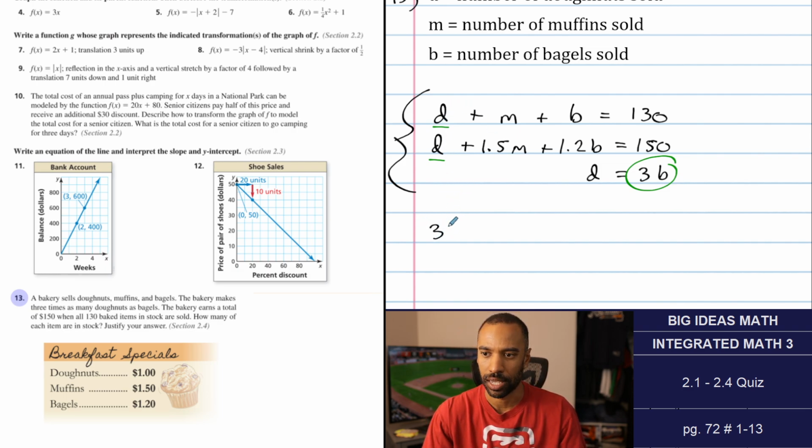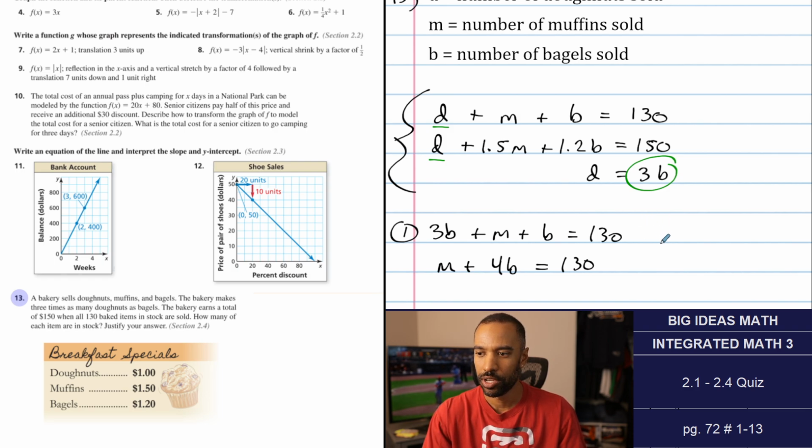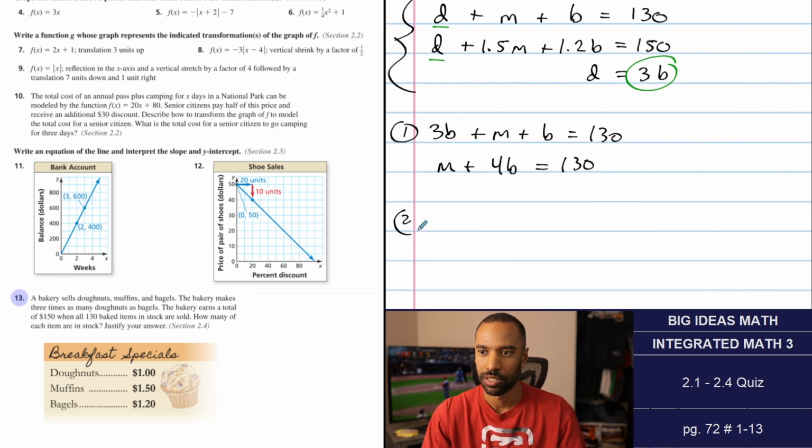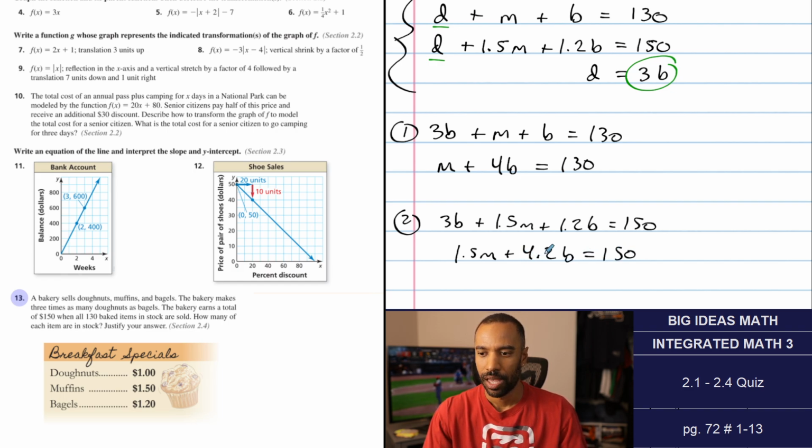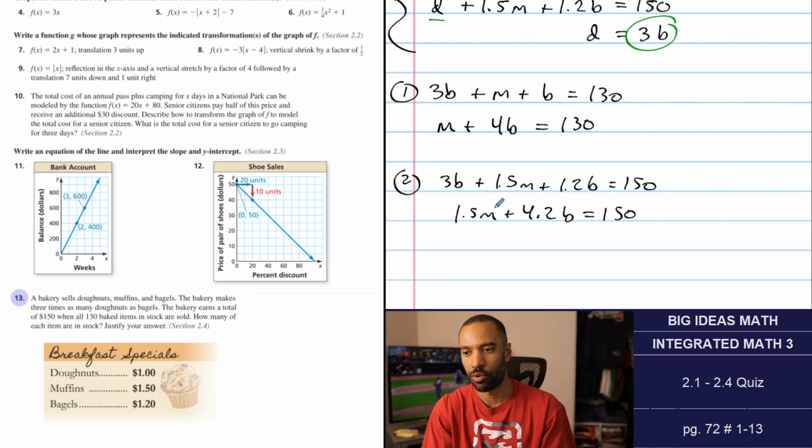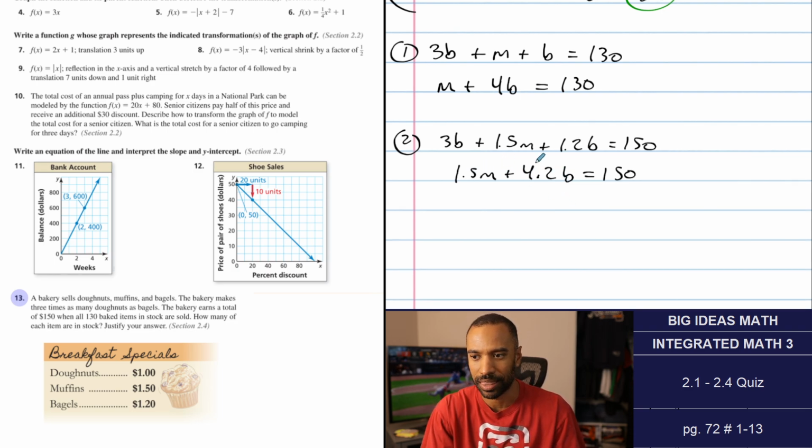Equation number 1 now looks like 3B plus M plus B equals 130, and 3B plus B is 4B, so M plus 4B equals 130. Is that equation 1? And equation 2, I can rewrite now as 3B plus 1.5M plus 1.2B equals 150, or 1.5M plus 4.2B equals 150. Now, personally, I'm not a fan of having decimals in these things, so I'd rather multiply by some number that will get rid of the decimals.